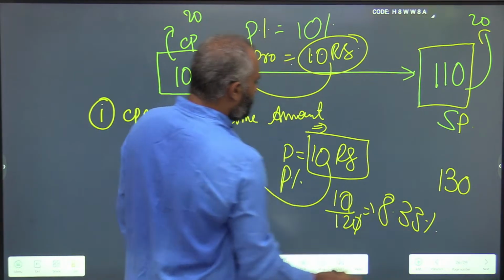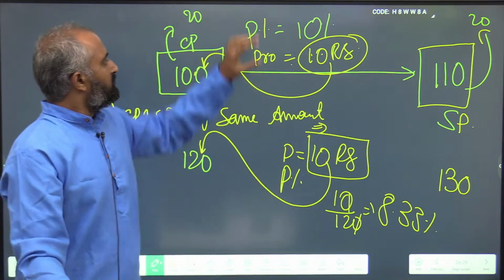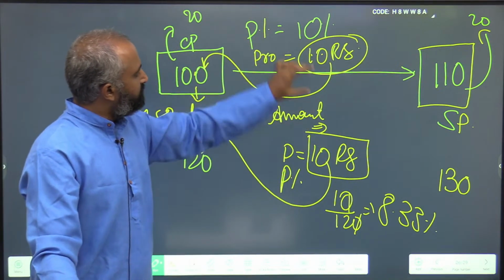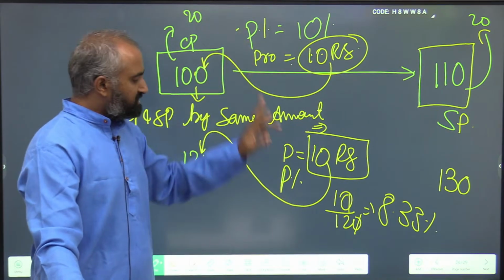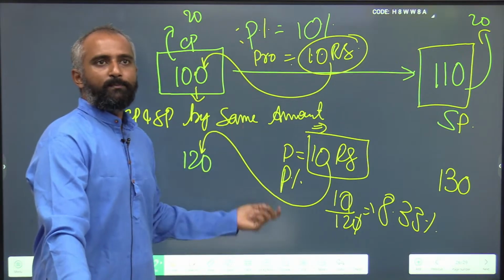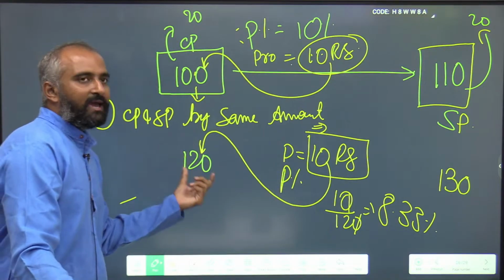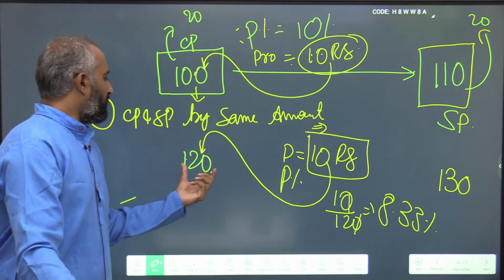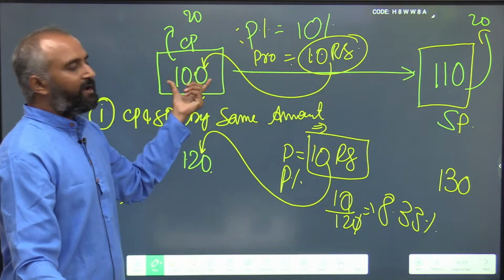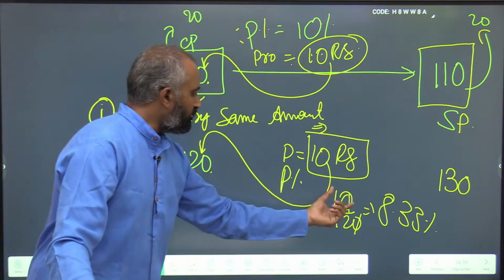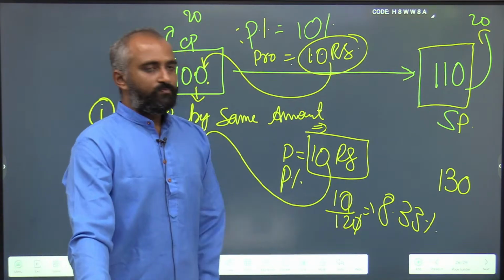You see what has happened? If you increase CP and SP by the same amount, the profit is going to remain the same, but your profit percentage is going to decrease on account of a higher cost price. This 10 rupees was based on 100 rupees of cost price, but this 10 rupees profit is based on a cost price of 120.